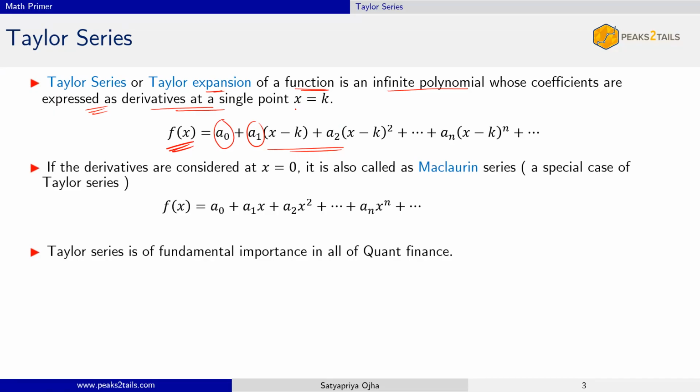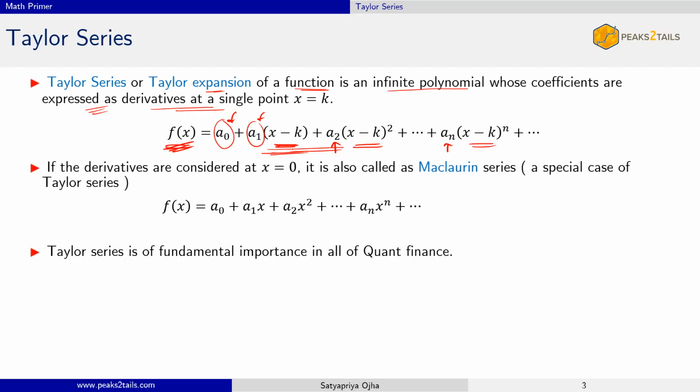Okay. Now, mathematically, it looks like this. So we have a function f of x, and on the right hand side, we have a polynomial representation because there is a constant term, and then the coefficient and linear term, and another coefficient quadratic term, then another coefficient cubic term, and so on, up to the nth coefficient, nth power, and it goes on. It's an infinite polynomial.